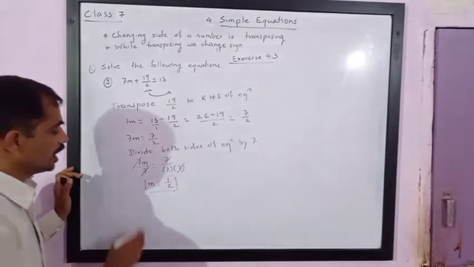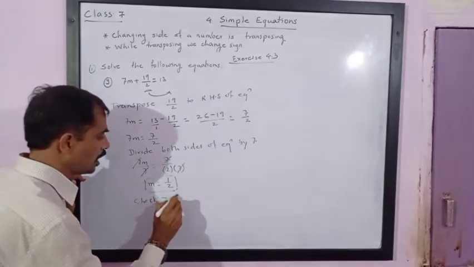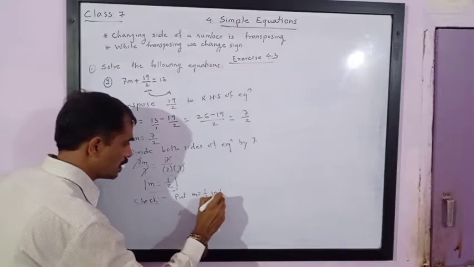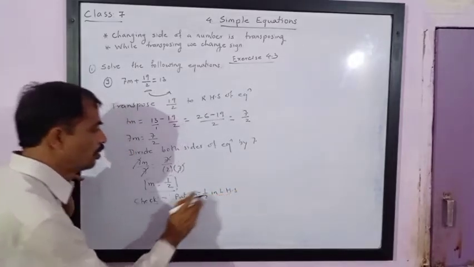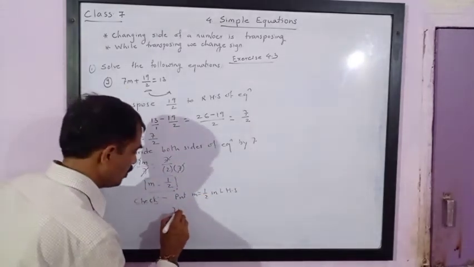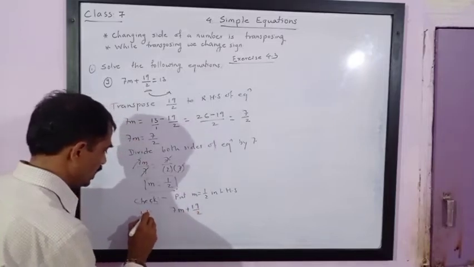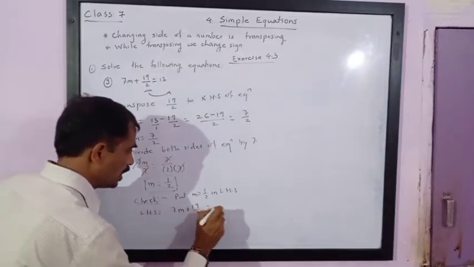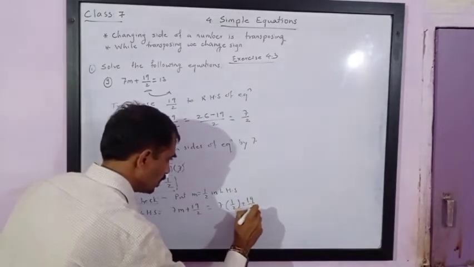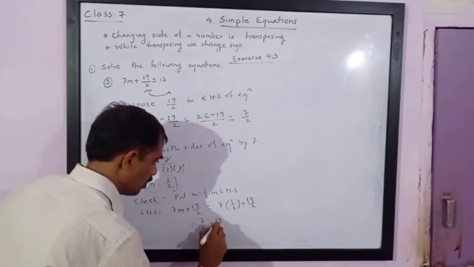So let us check. For checking, we have to put m is equal to 1 upon 2 in LHS. So when you put m is equal to 1 upon 2 in LHS, we have 7m plus 19 upon 2. This is our LHS. We will get 7 multiplied by half plus 19 upon 2. That is equal to 7 upon 2 plus 19 upon 2.